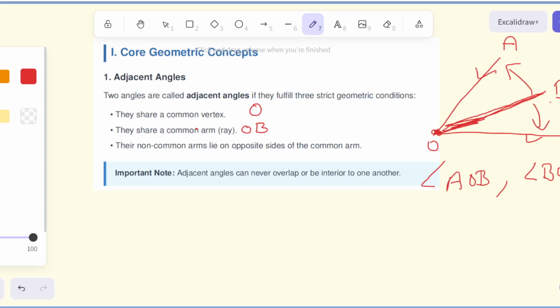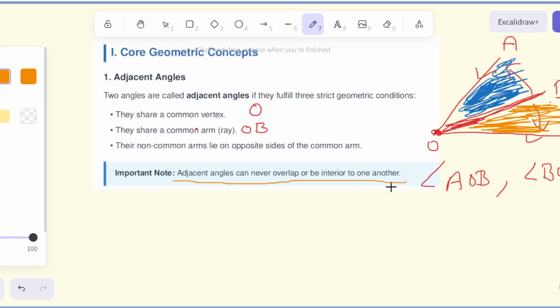If I draw the area of the first angle, this is the area of angle AOB. And this is the area of angle BOC. They do not overlap, isn't it? As adjacent angles can never overlap. That's very important.